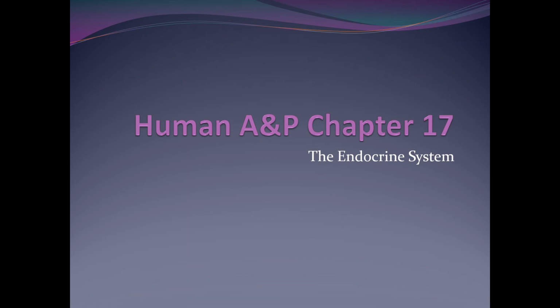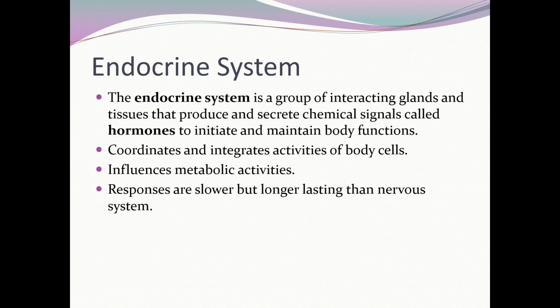This lecture is on Chapter 17, the Endocrine System. What is the endocrine system? The endocrine system is a group of interacting glands and tissues that produce and secrete chemical signals called hormones to initiate and maintain body functions. The endocrine system coordinates and integrates activities of body cells. It also influences metabolic activities, and the responses are slower but longer lasting than the nervous system.